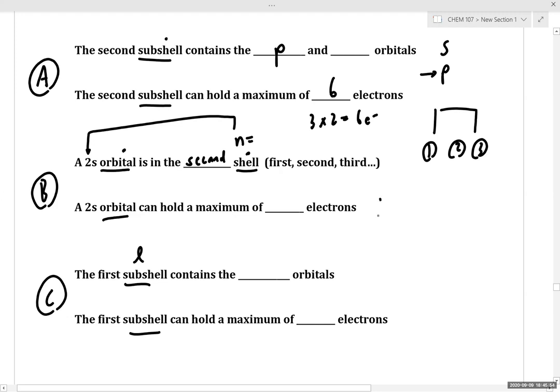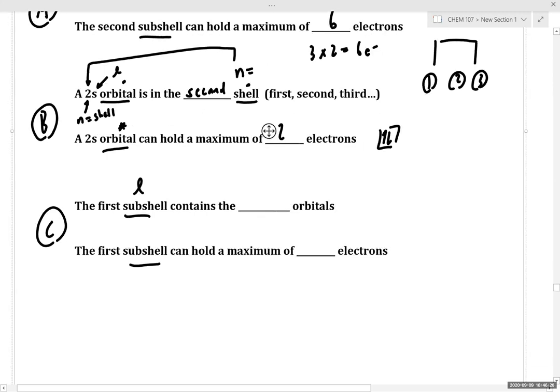And a 2s orbital. So if we just look at an individual orbital, how many electrons can we hold? How many electrons do we have per orbital? 2, yep. Perfect. Shell refers to n, which is the number in front. Subshell refers to L. So when you see the word shell, think n, number in front. Subshell talks about L. So if we look at our subshells, we have our S, P, and D subshells.